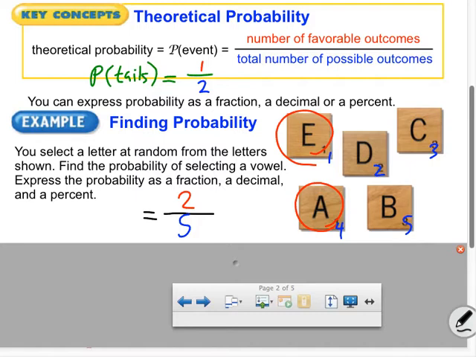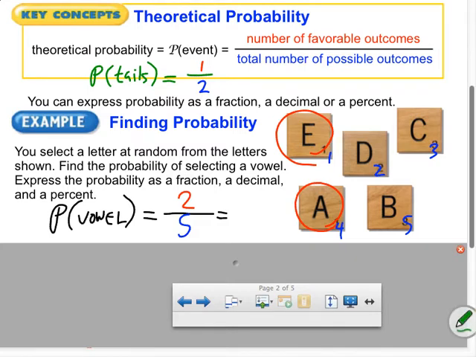Okay, so really quickly, this is the probability of what? What would we call this event? Vowel. You can put in here vowel. Okay. The probability of picking a vowel is 2/5. Okay. And then, can you give me another way to write that?